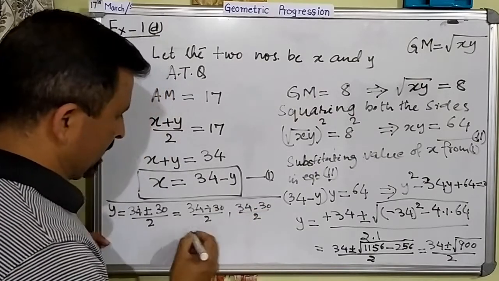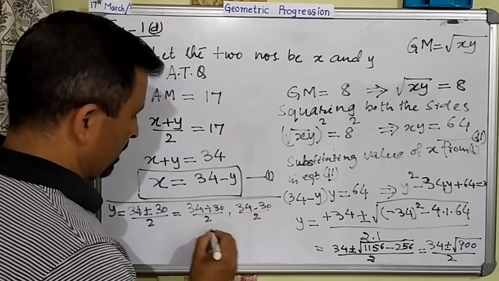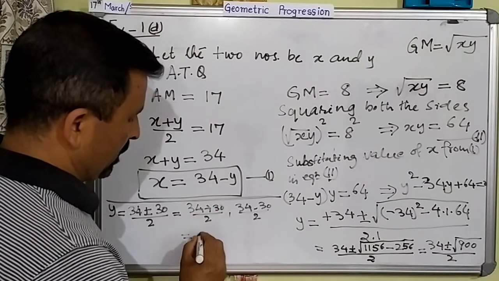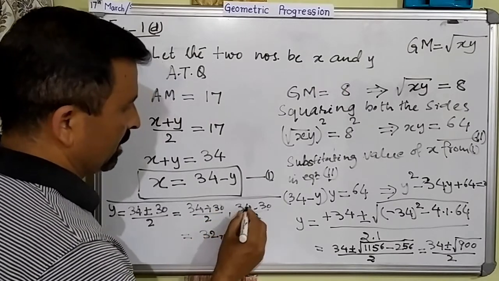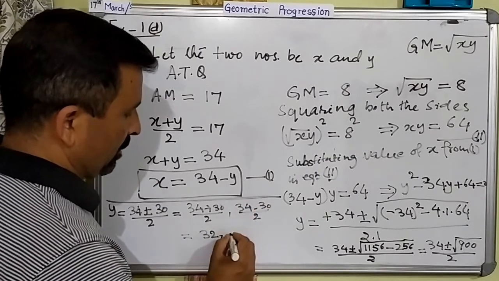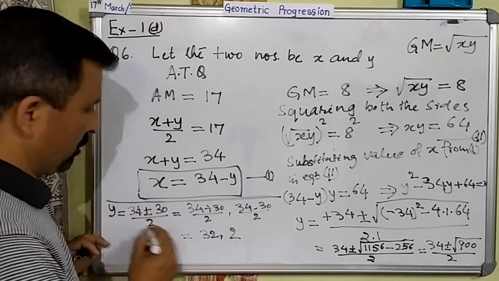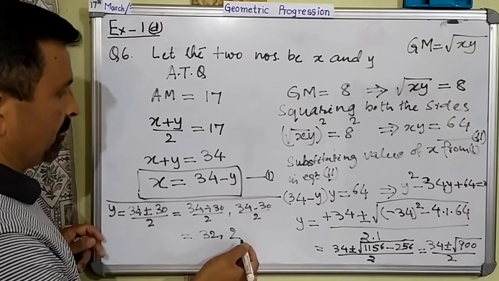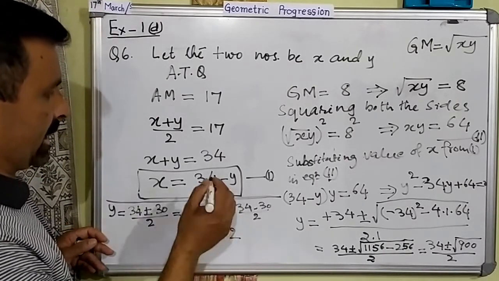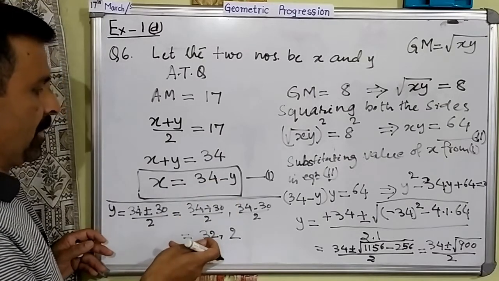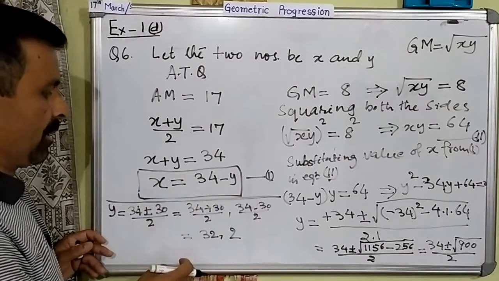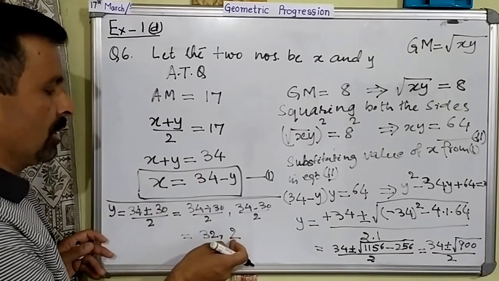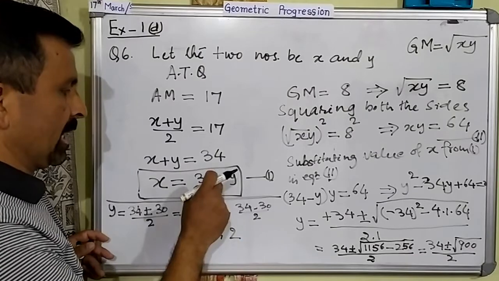So your one answer will be 64 divided by 2, which is 32, and then 4 divided by 2 will be equal to 2. So you got the two values of y. Is it okay? And after this we can calculate the value of x. For calculating the value of x, we can put it in equation number 1. So this value of y will give you one value of x, and for this value of y you will get another value of x.